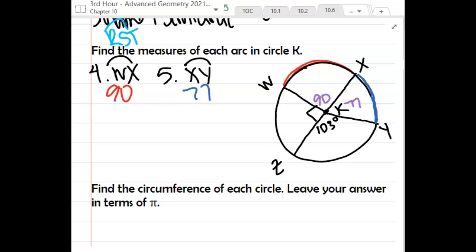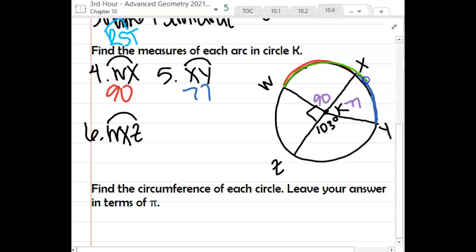The minor arcs usually are pretty simple. Sometimes you have to work a little bit harder for the major arcs. So let's say we want the arc WXZ. If I look at this WXZ, I can see that it is a major arc because I'm going more than halfway around this circle. With major arcs, there's two ways you could find the measure. What's one way?